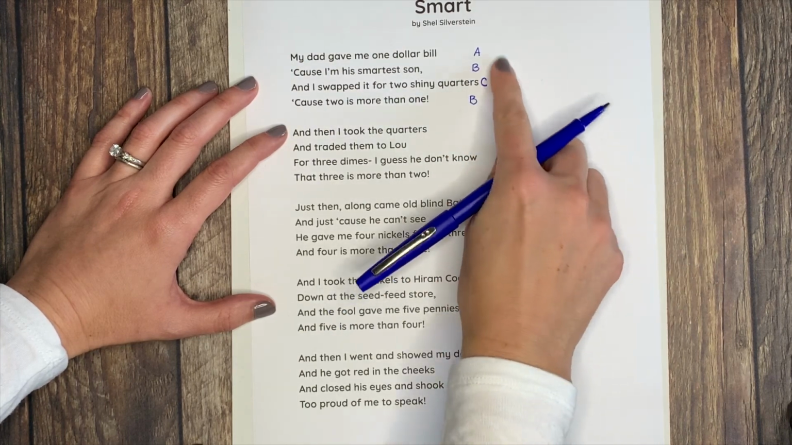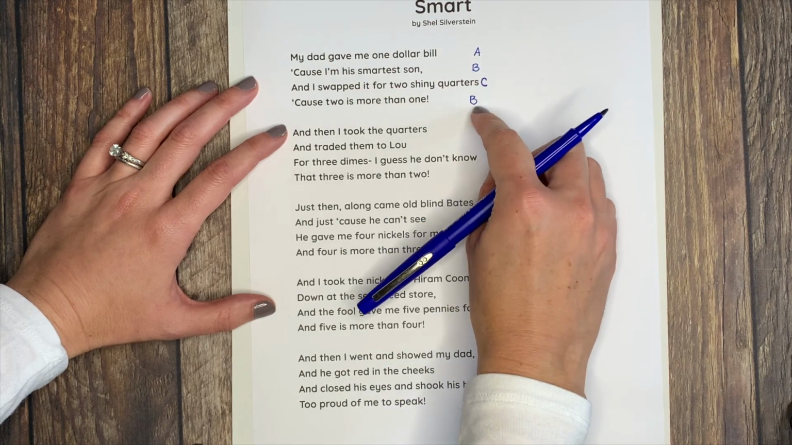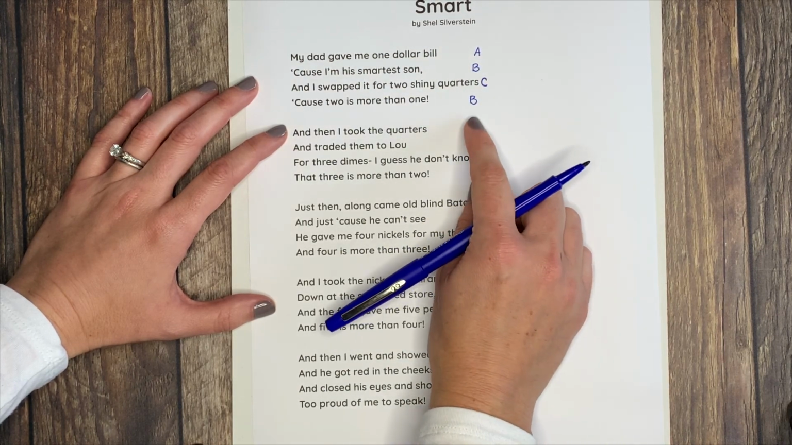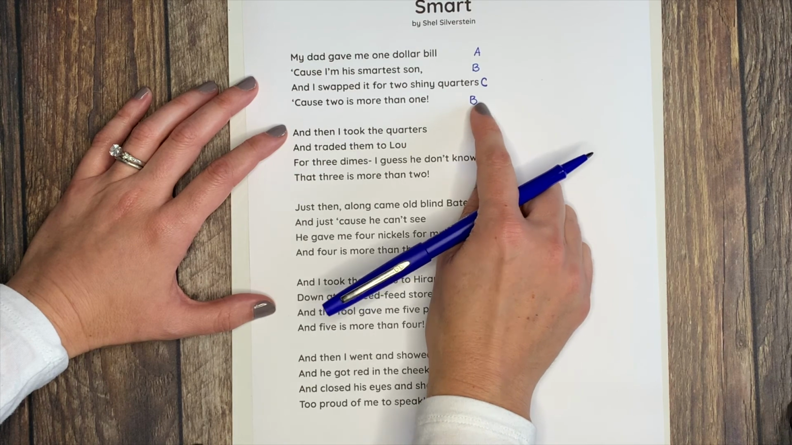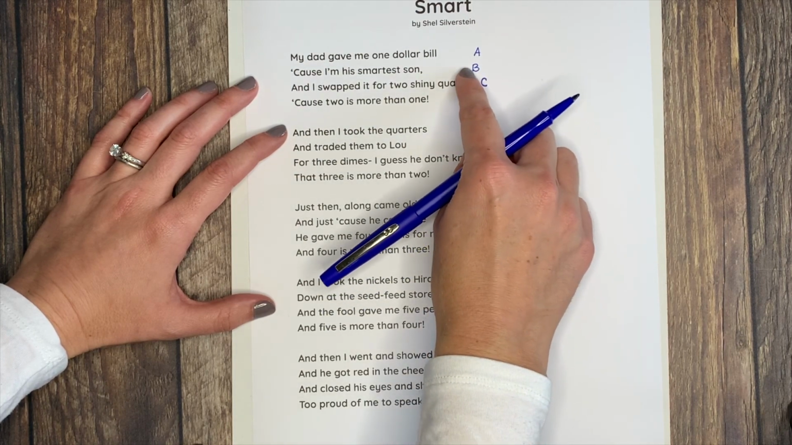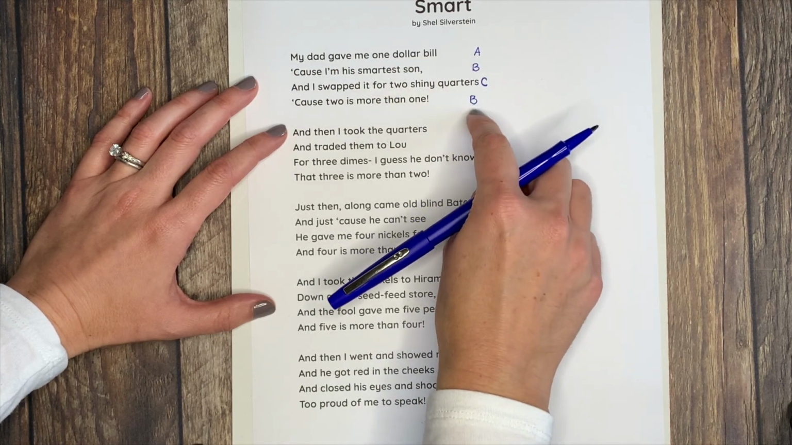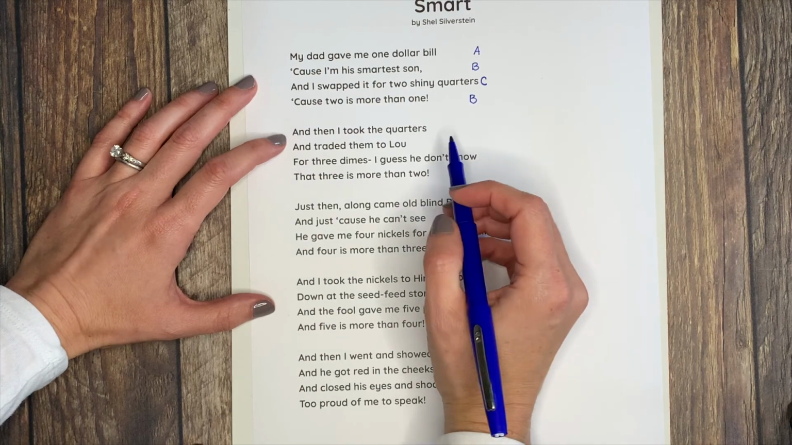So in my first stanza, I've got the rhyme scheme A, B, C, B. And this is a very common rhyme scheme that you'll find in many poems, where every other line will rhyme. In this case, the second line will rhyme with the fourth line. A, B, C, B. Let's look at the second stanza.